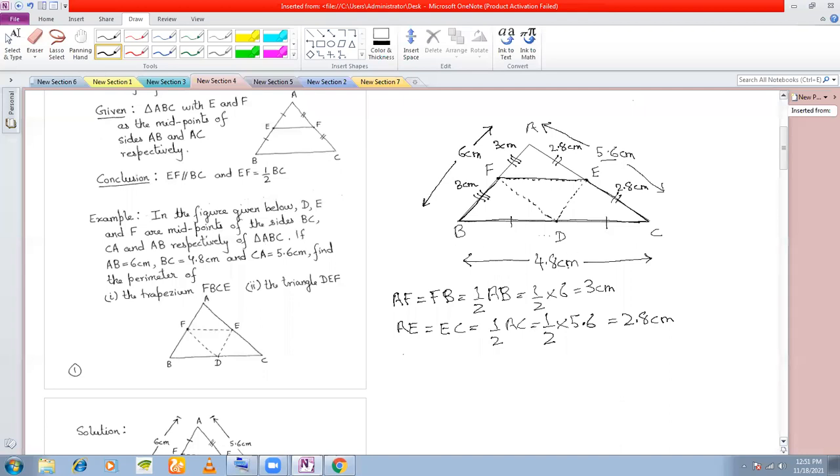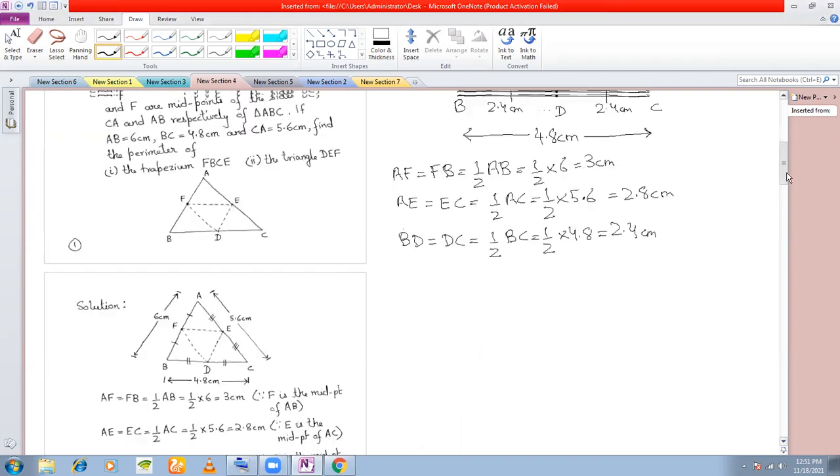Next, BC, the length of BC is given to you as 4.8. So this one is 2.4 centimeters and this one is 2.4 centimeters, right? So we write it here. So BD is equal to DC is equal to half of BC, half into 4.8 centimeters, which is 2.4 centimeters, right? We have got these lengths. Now what else can we say?